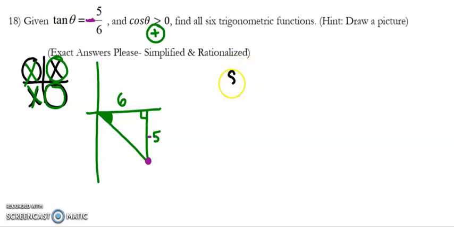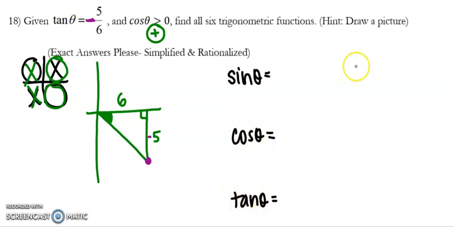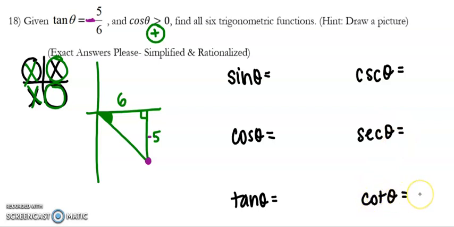Finding all 6 trig functions. So first you've got to make sure you know what your 6 trig functions are. There's sine, there's cosine, there's tangent, there is cosecant, there is secant, and there is cotangent. And I've written them right next to their reciprocals, so hopefully they're not too bad to find. First thing, tangent I can get right away. I already know the tangent of theta was negative 5/6. That was given to me, which means cotangent is negative 6/5, because you just flip your fraction.